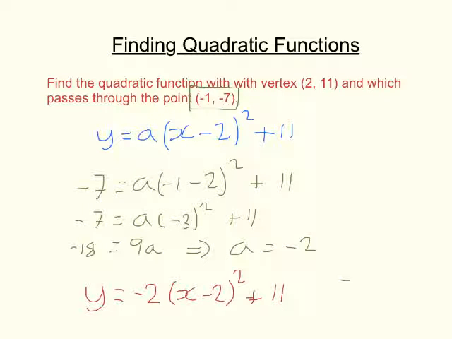So if we draw our axes in here, we know it goes through minus 1, minus 7, so it's going to go through this point here, round about there, and it's got a vertex at 2, 11, so it's going to go through here, and it's an N shape because of this minus 2, so it's going to come up and then come down like that. So that point there is 2, 11, and that point there is minus 1, minus 7.